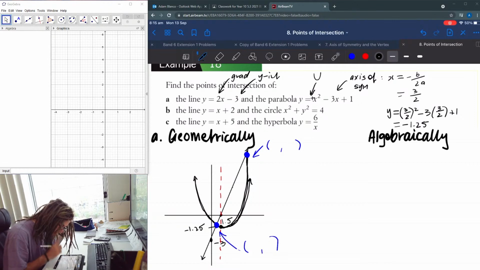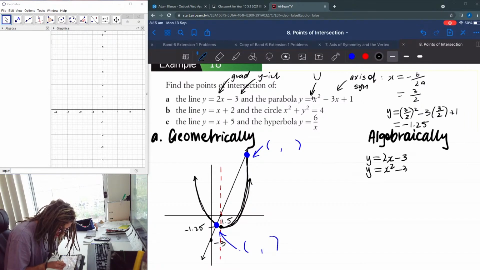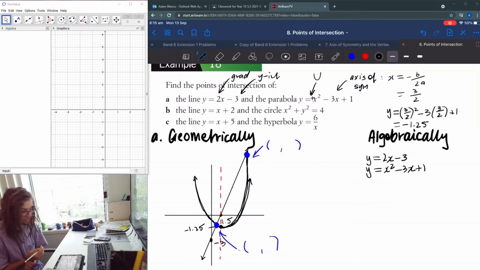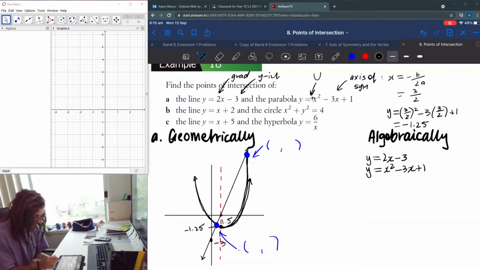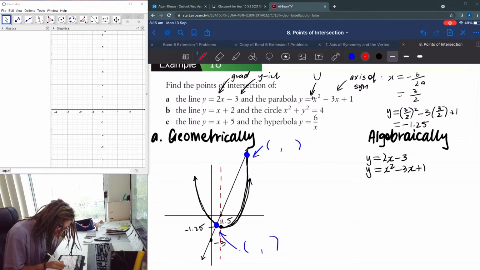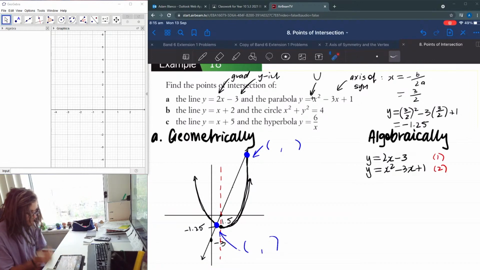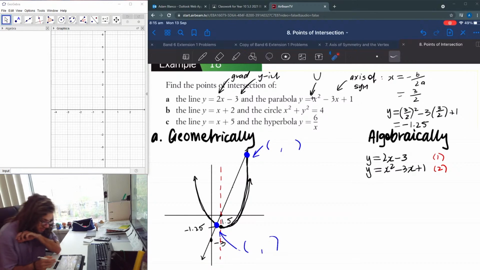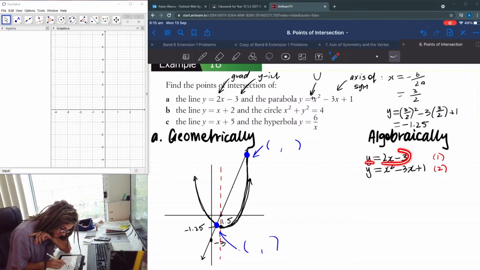So algebraically, now I've got my two equations. They're y equals 2x minus 3 and y equals x squared minus 3x plus 1. I like to write them on top of each other like that, and then I name them. I'm going to call this 1, and that 2. There's a bunch of different ways of doing this, but the easiest one is to just say, well, if y equals all of this, and y equals all of that, then doesn't that just mean this equals that? I hope that makes sense.